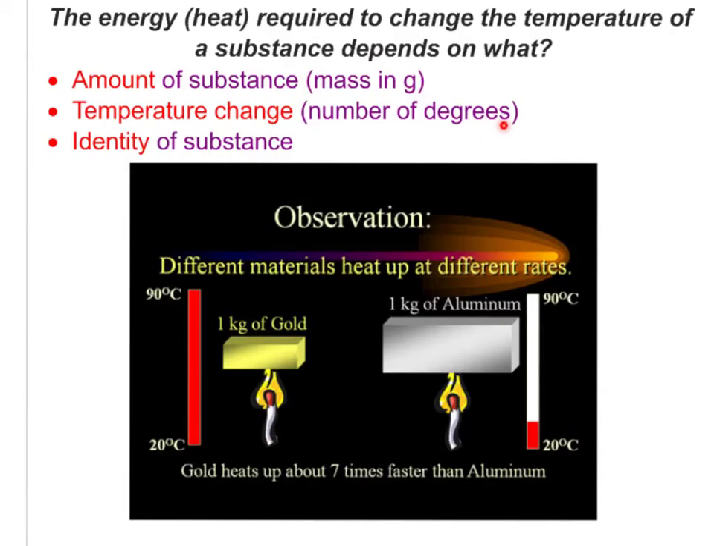The third thing that is really crucial in how much heat is required is the identity of the substance itself. So far we've been talking about water, but what if we talk about something else? I don't know if you've noticed this, but different materials heat up at different rates. Let's look at the difference between gold and aluminum. Gold heats up about 7 times faster than aluminum. And you know this because, when you're cooking, different substances definitely heat up at different rates. A wooden spoon definitely does not heat up as fast as a pot or a pan. That has to do with its conductivity. But the identity of the substance itself will vary greatly.